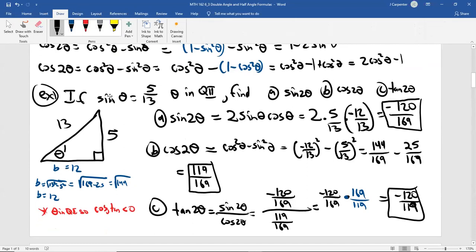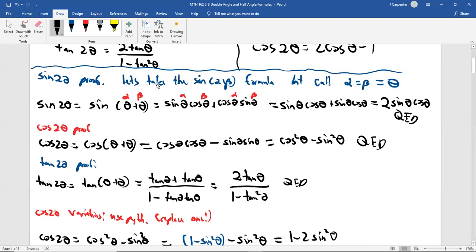Example 1, we gave a triangle with two particular sides because the sine of it was 5/13, but we were in quadrant 2. If we were in quadrant 3 or 4, that would have been negative, by the way. And we found the sine, cosine, and tangent of the double angle. So we didn't actually know what the angle was, but by knowing this information about the angle, we were able to figure out anything involving twice the angle by the formulas above.